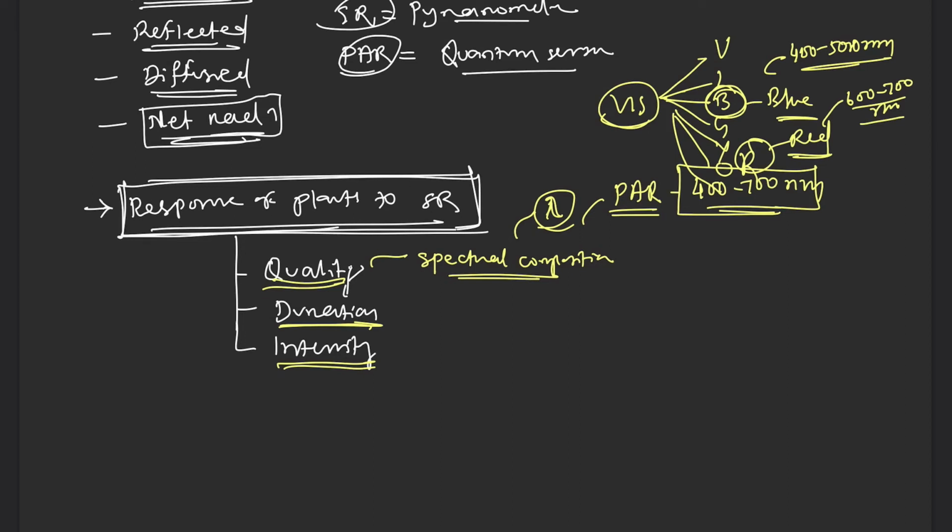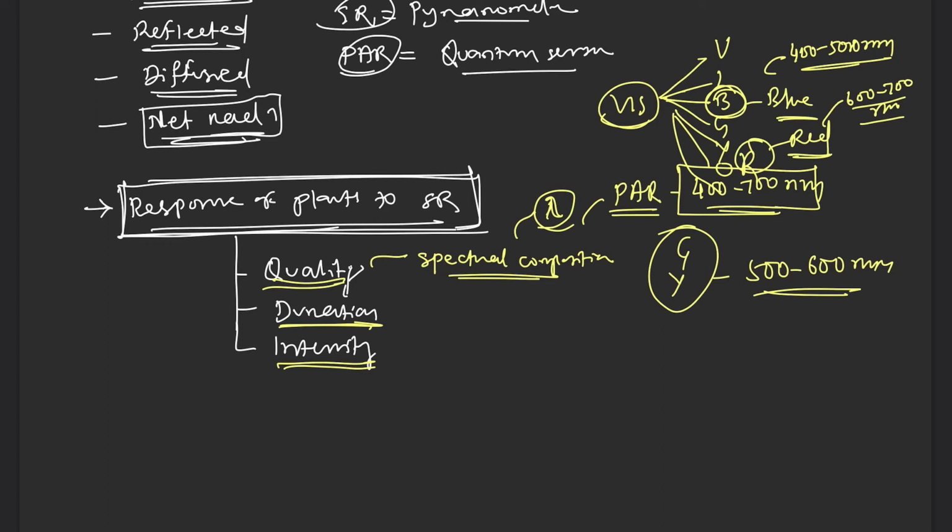And which band is least photosynthetically active? That is the green and yellow band, around 500 to 600 nanometer. This is least photosynthetically active, because these bands are reflected back by chlorophyll molecule and they are not used in photosynthetic activity, right? So this is quality of solar radiation.